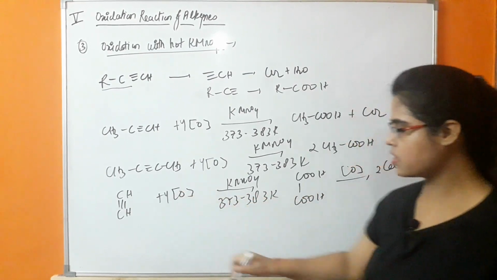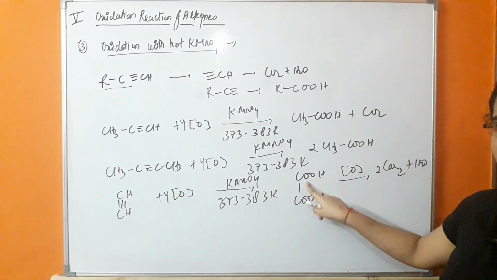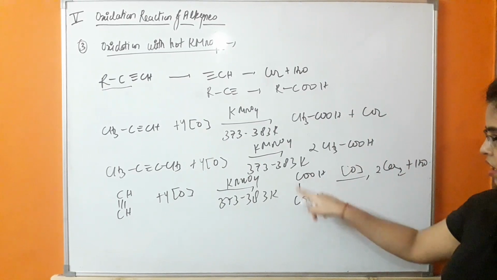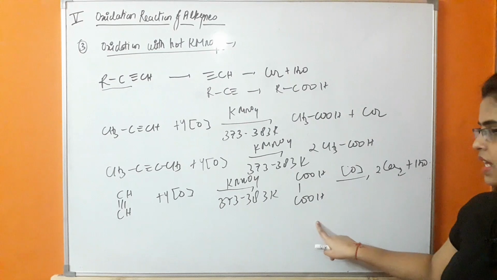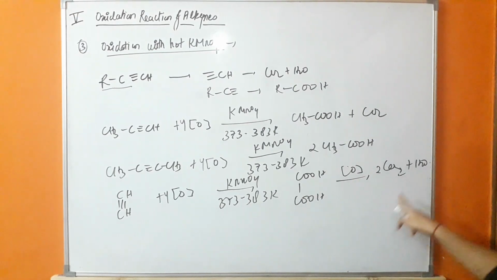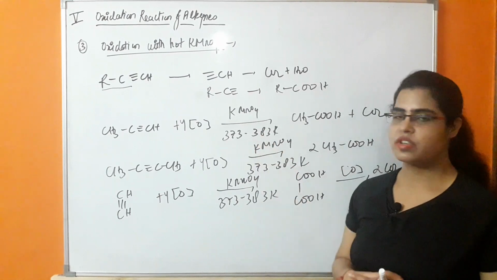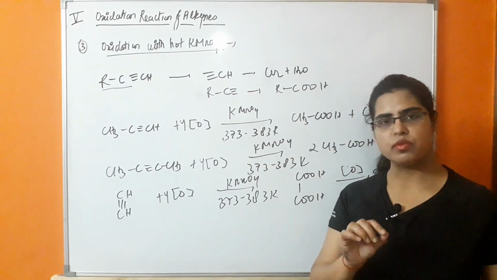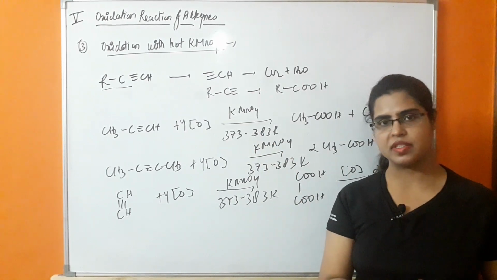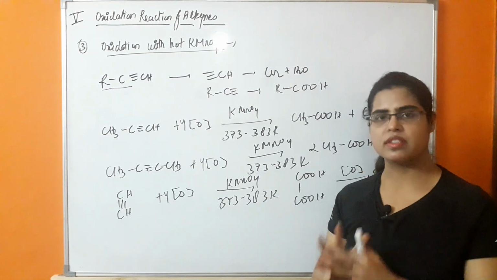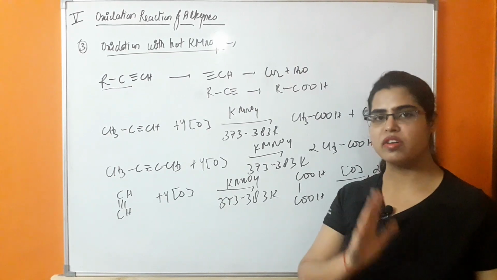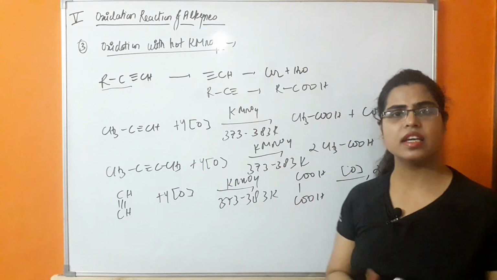4 nascent oxygen, because each carbon is bonded by 2 oxygen. So there are 4 oxygen. This is oxalic acid. Further, this will oxidize to give 2 CO2 and H2O. So by the help of this reaction, we can identify the position of triple bond that is present in alkynes on the basis of product which will be formed on reaction with alkaline KMnO4.